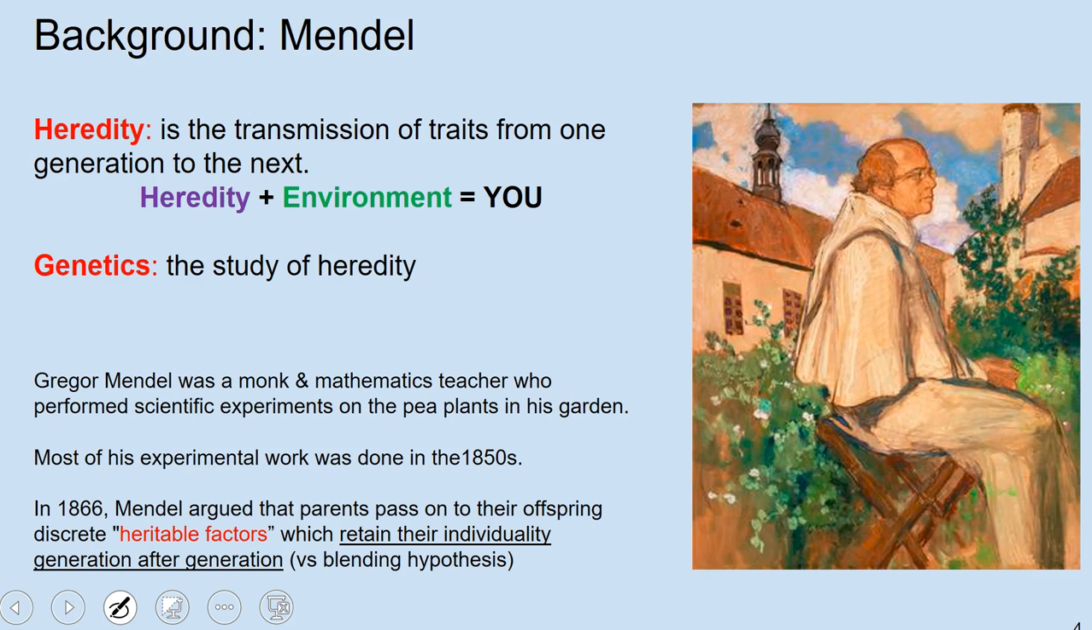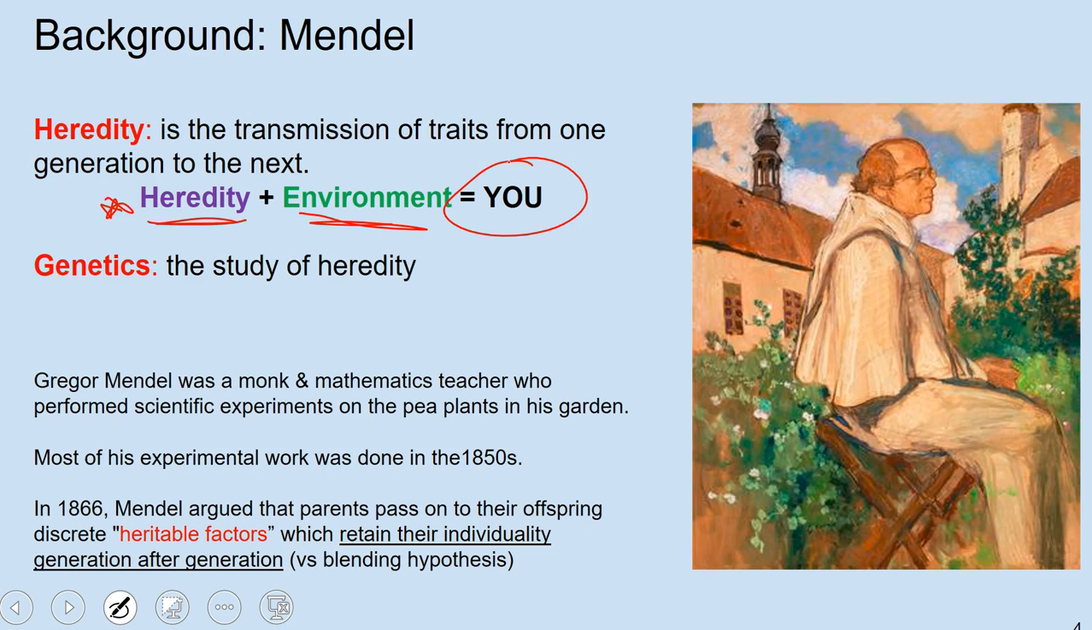Essentially, the basis of all genetics that we study at the moment is based on Gregor Mendel. He defined the idea that heredity is the transmission of traits from one generation to the next. These traits form the heredity, or the genetic component, of our cells, and that in combination with the environment gives us the individual. So we're not all a pure product of our genetics. There are a lot of environmental factors that go into this as well.